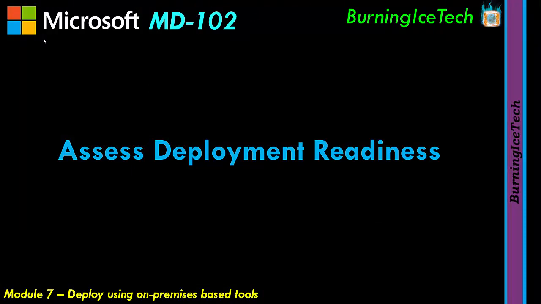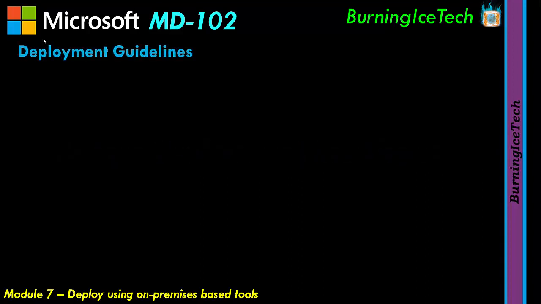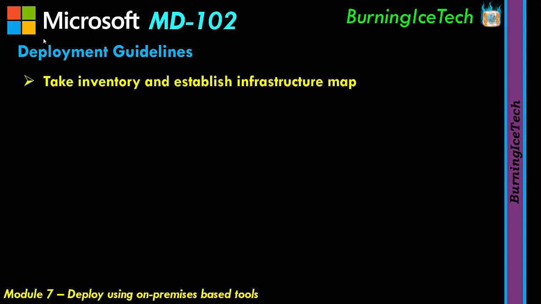All right, folks, let's jump into this first section, which is Assess Deployment Readiness. So the first thing we're going to be talking about in this section is deployment guidelines. Some of these things I'm about to mention to you folks are things you might know already. Some of them might be things you just didn't think of, and maybe some of them are things you didn't know. So the first thing is take inventory and establish infrastructure map.